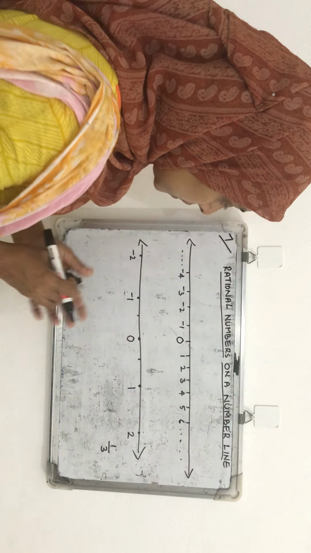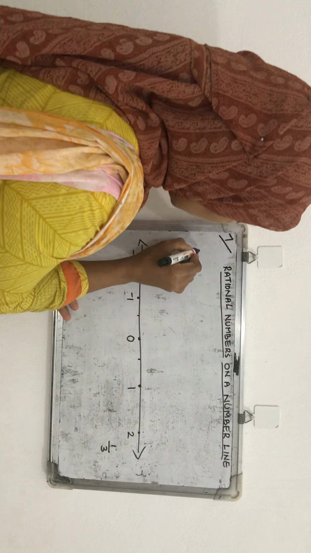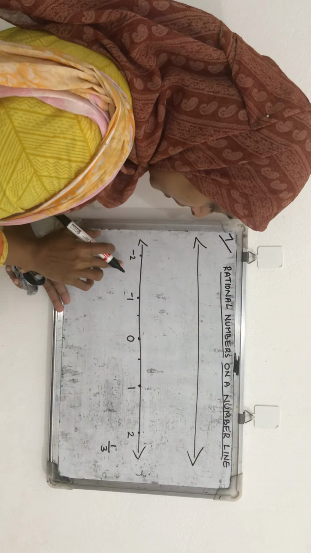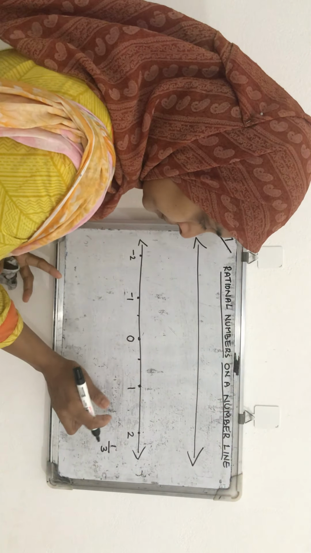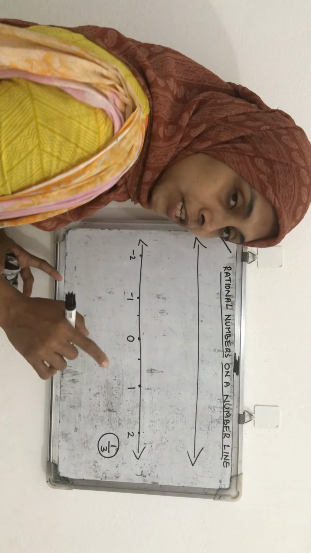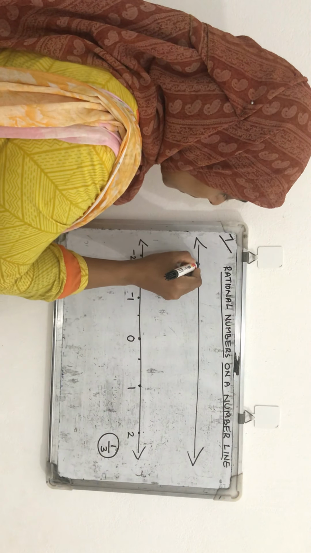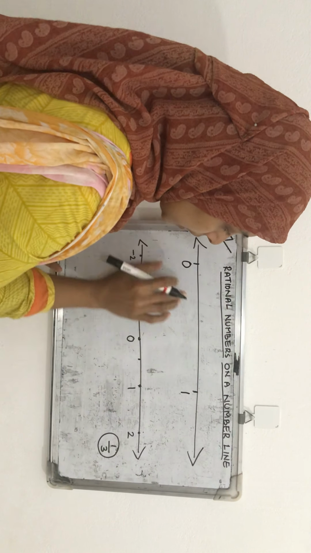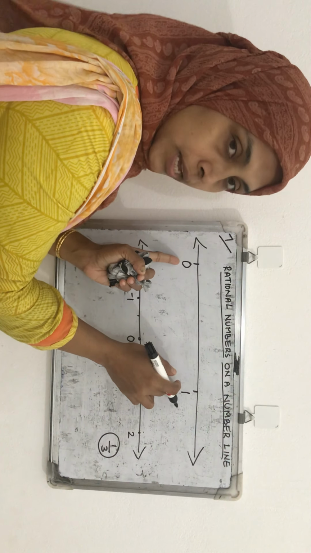We can represent it by drawing another number line. This way also we can represent it. We need not write all the integers. We only need to represent the integers between which 1 by 3 lies, 0 and 1. So we mark this as 0 and this as 1, and we take only this much part and represent it here.